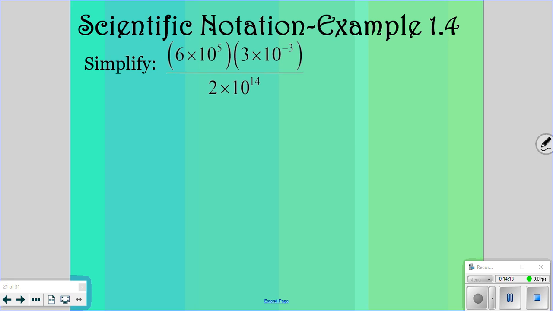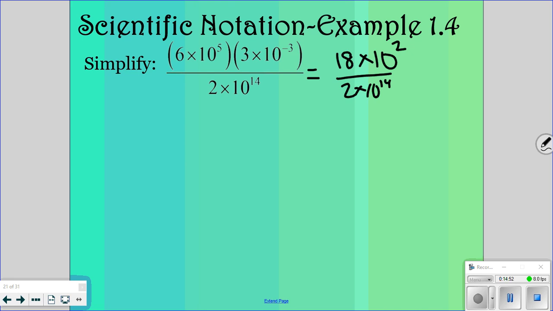Okay, so now we're going to simplify these. When we are multiplying and dividing, we do not have to change them so that they have the same powers. We can multiply, and when we multiply, you add your exponents. So what I like to do is get one number in the numerator and one number in the denominator. So to do that, we're going to say 6 times 3, which is 18, and then times 10. 5 plus a negative 3 is a 2. And then we have over 2 times 10 to the 4th. So that's the first thing that I like to do.